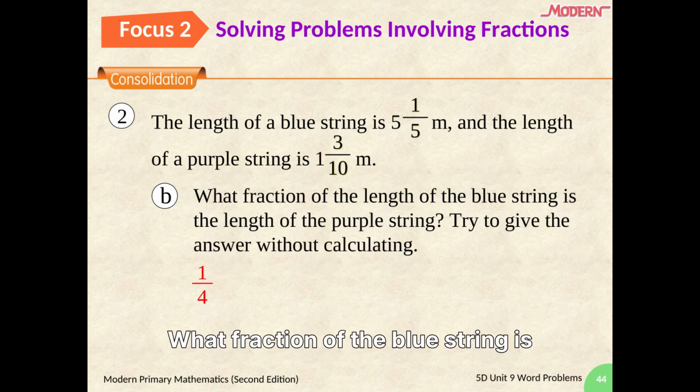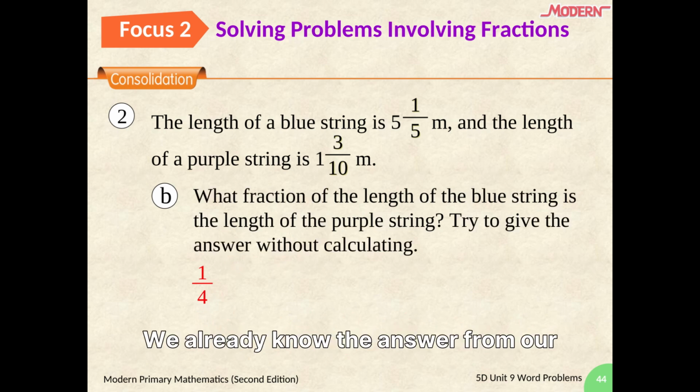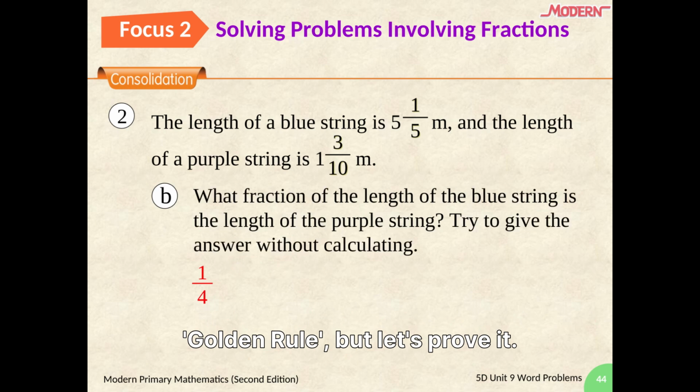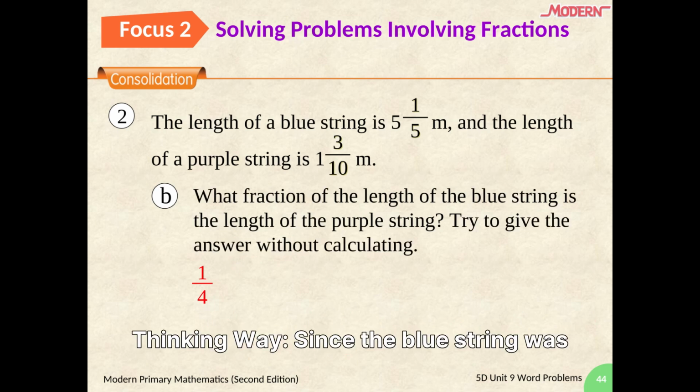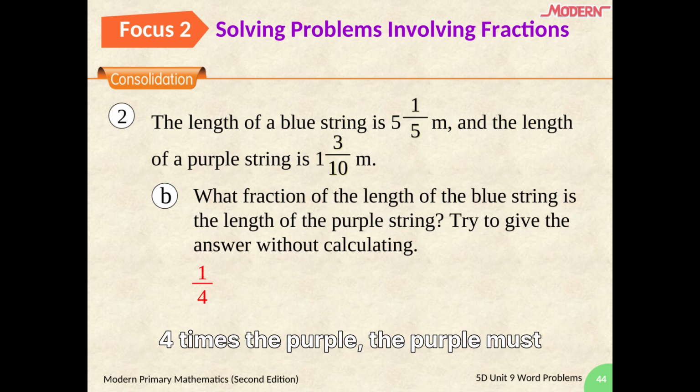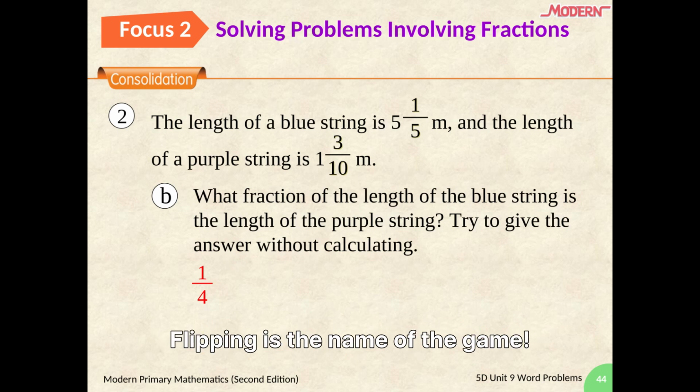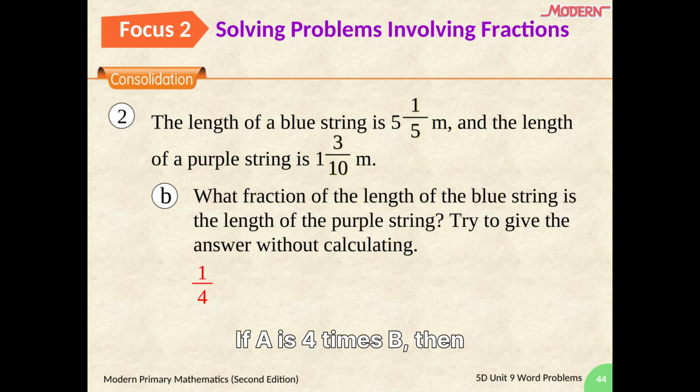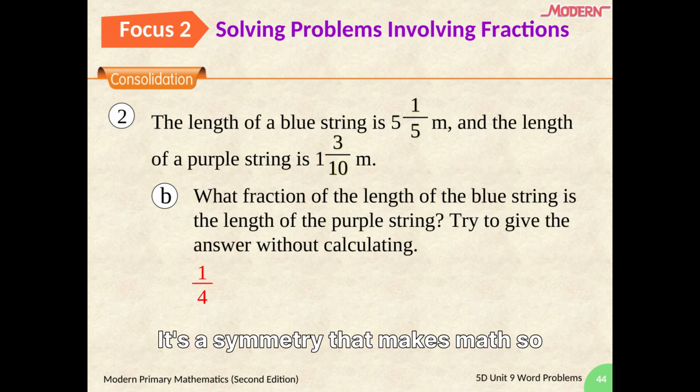What fraction of the blue string is the purple string? We already know the answer from our golden rule, but let's prove it. Thinking way, since the blue string was 4 times the purple, the purple must be 1/4 of the blue. Flipping is the name of the game. We've practiced this logic before. If A is 4 times B, then B is 1/4 of A.